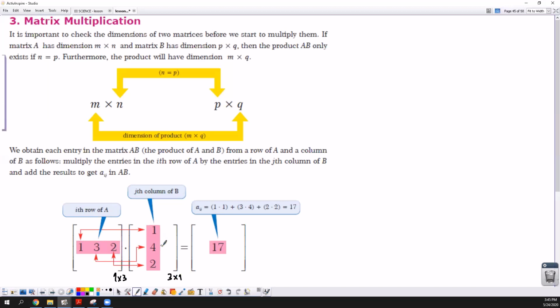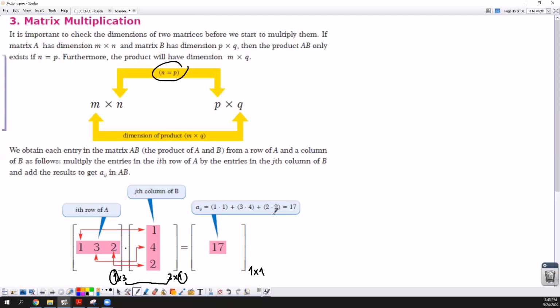Okay, so to find the answer, we have to check something here. What is that? It's n is equal to p. So 3 is equal to 3. So automatically, what is the dimension of the result? It's going to be 1 and 1. So the result will be 1 by 1.